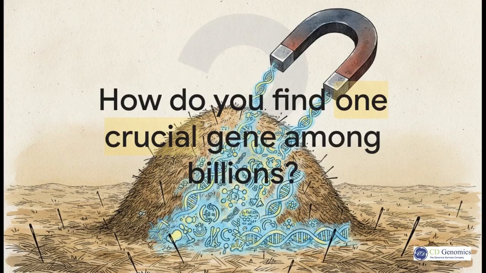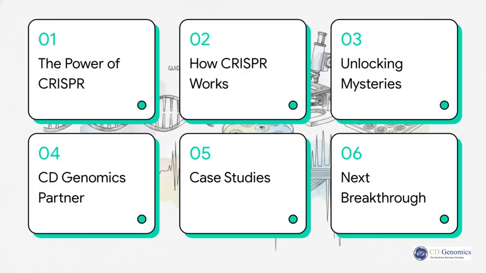But what if, instead of meticulously sifting through all that hay by hand, you could just bring in a giant magnet? Well, that is exactly what CRISPR screening does for genomics, and it is completely revolutionizing how we approach genetic discovery. Okay, let's dive into this. Here is our roadmap for today. We're going to cover the power of CRISPR, how CRISPR screening works, unlocking modern biological mysteries, partnering with CD Genomics, real-world case studies, and finally, how to accelerate your next breakthrough.